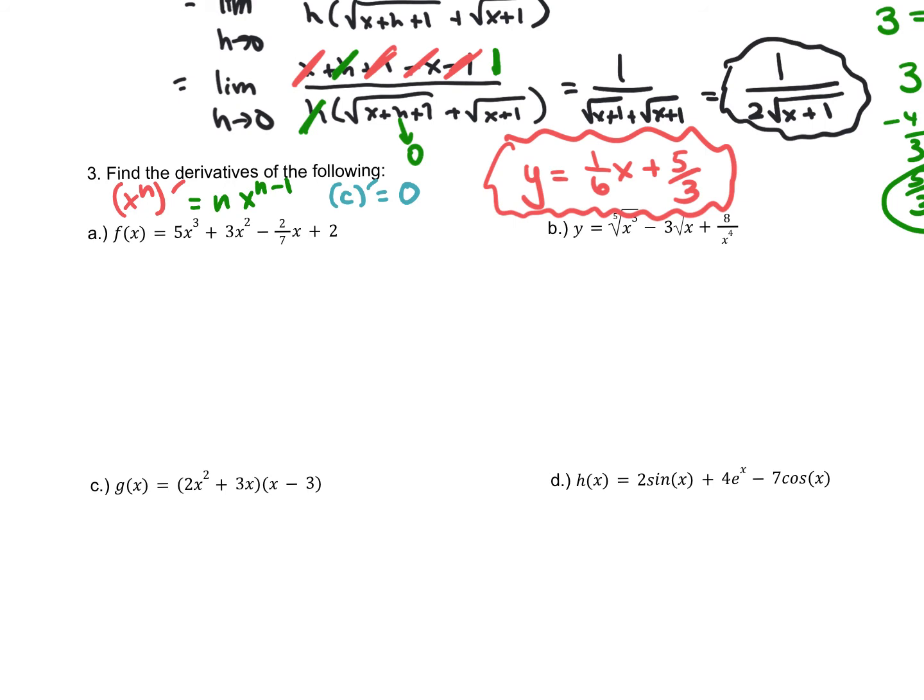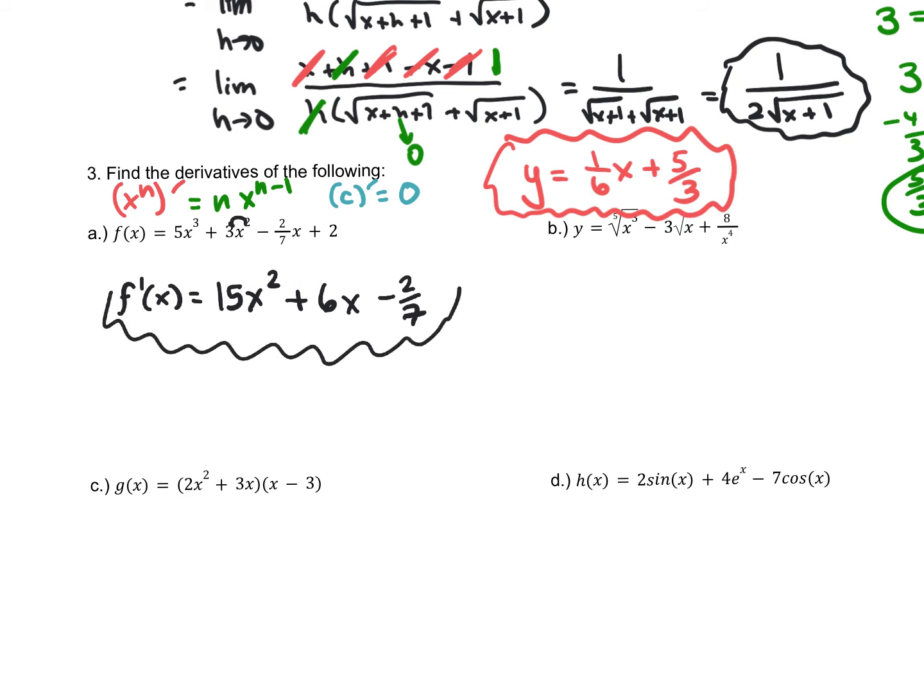So if we look at some of these, some you have to rewrite, some you don't. Like for a, there's really not much to do. You can just pretty much take the derivative. Take the 3 down. 3 times 5 is 15. X to the second, because 1 less power is 2. Plus 6, because again, you take the 3 down here. 3 times 2 is 6. X to the first. And then you have negative 2/7 x, which just becomes negative 2/7, because the x just becomes x to the 0. And then the derivative of 2 just goes away. So that is my derivative.